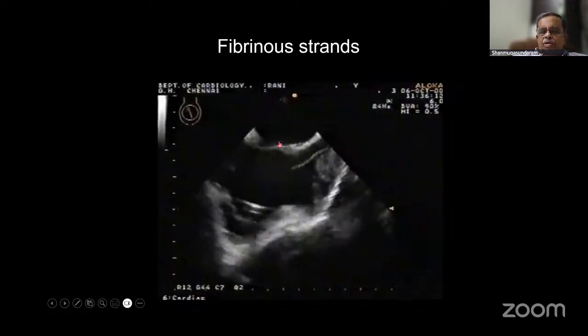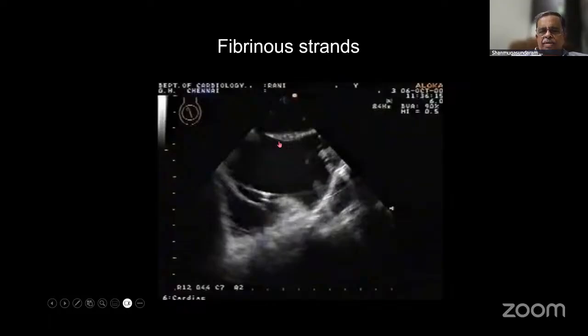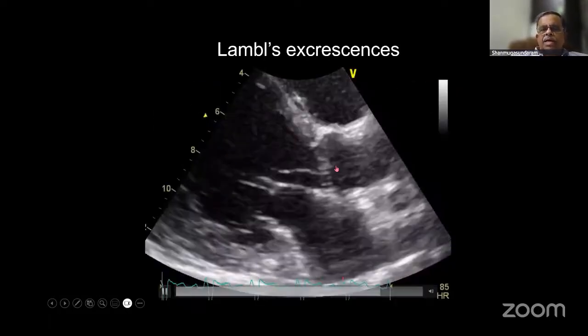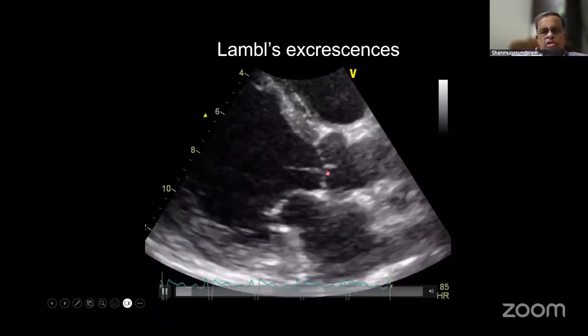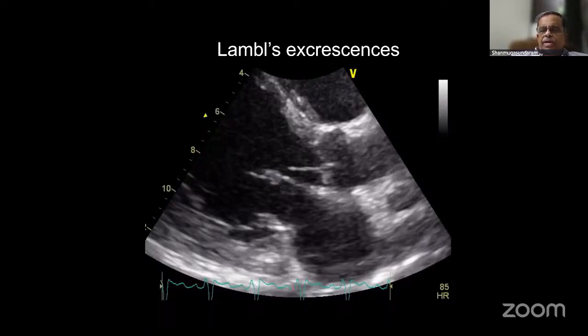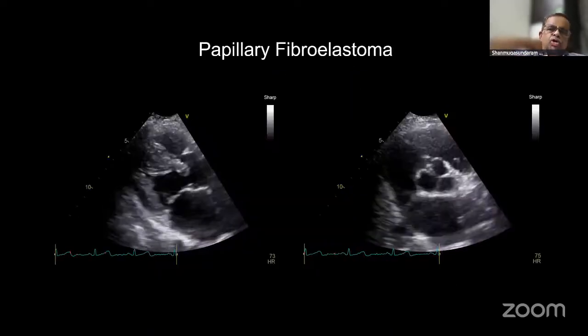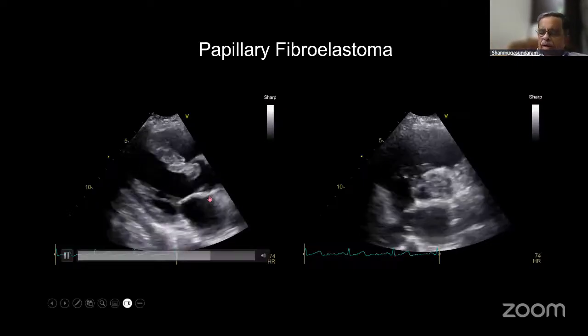Like that, you can get fibrinous rings, fibrinous strands, which you can simulate. The Lambl's excrescences are generally linear structures. It can embolize and produce strokes. This is another simulating condition for endocarditis. Small tumors like fibroelastoma on the aortic valve are a closely mimicking condition.